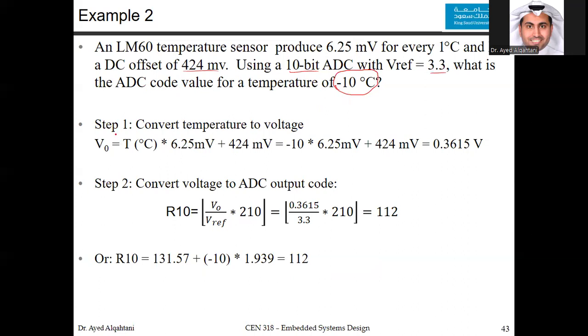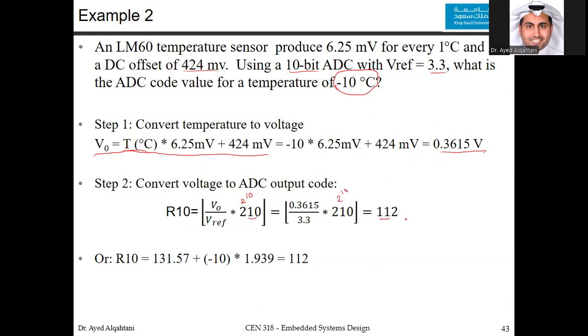I calculate it in two ways. One of the easy ways is to do it in 2 steps. First, you convert the temperature to voltage. So you plug in the equation, the one that we know for the LM60 temperature sensor. You plug in the value T, which is -10. You calculate it and you find the voltage corresponding to -10. Now we know the voltage. The sensor's job is done. You get the temperature and you found the voltage corresponding to the temperature. Next, you work on the ADC. We know the equation of the ADC. You plug in the voltage, which is this voltage here. We know that the VREF is 3.3 and 2 to the power of 10. Actually, this one is 2 to the power of 10, not 210.